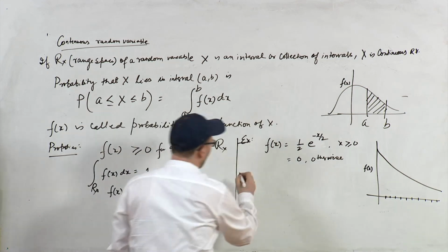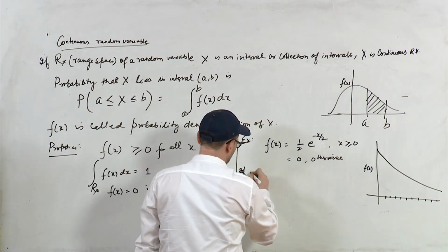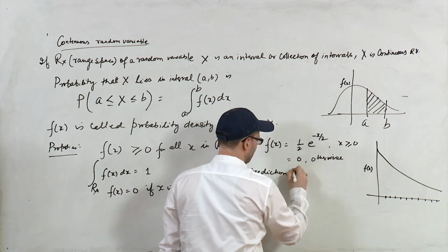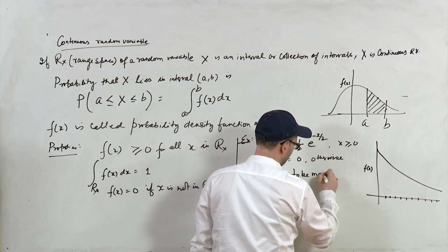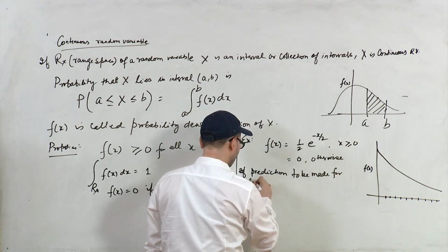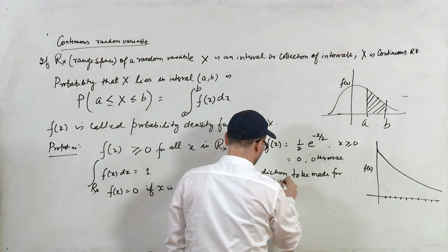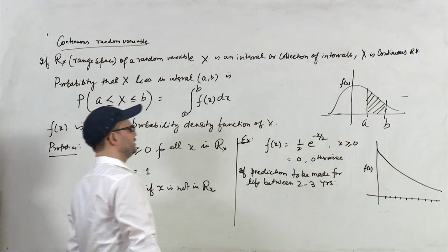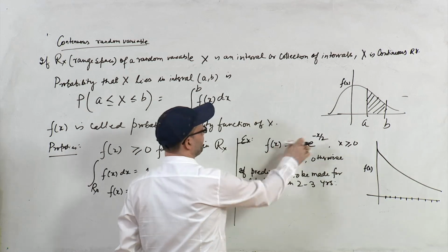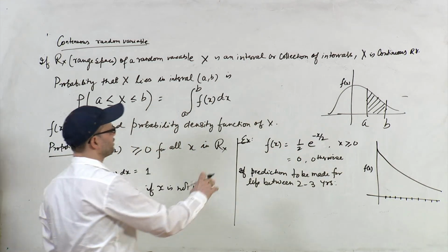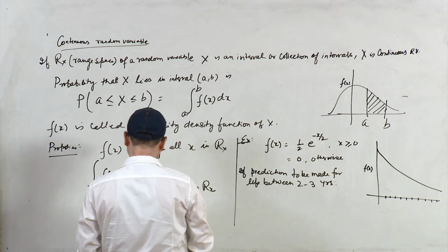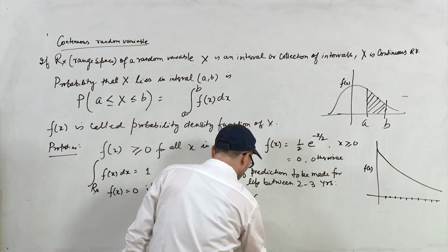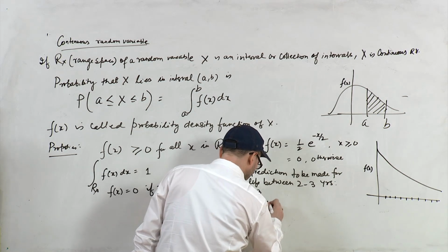Now, if you want to make a prediction for the life between 2 to 3 years, this is basically for the prediction of the life of this component. In that case, what we see is we get the integral from 2 to 3 of f(x) dx.